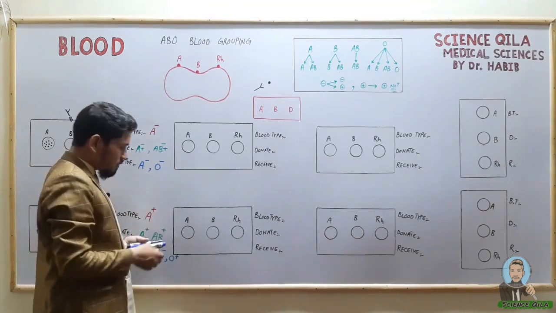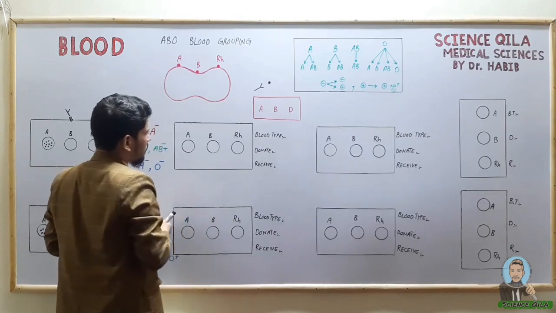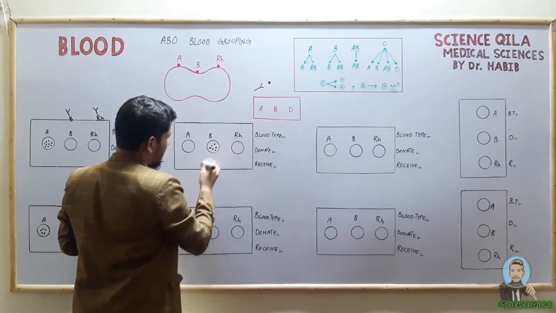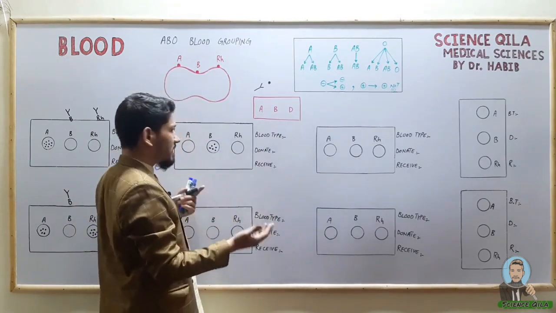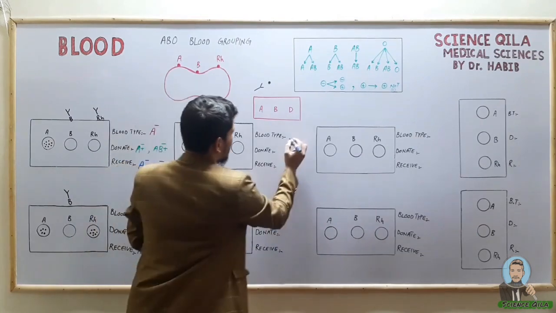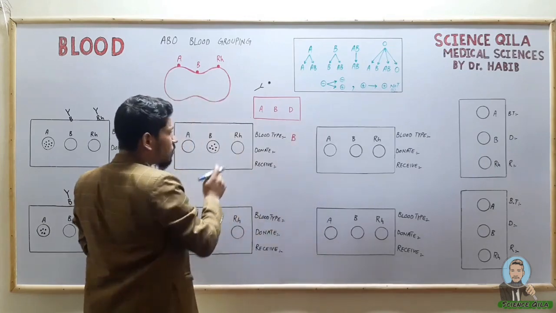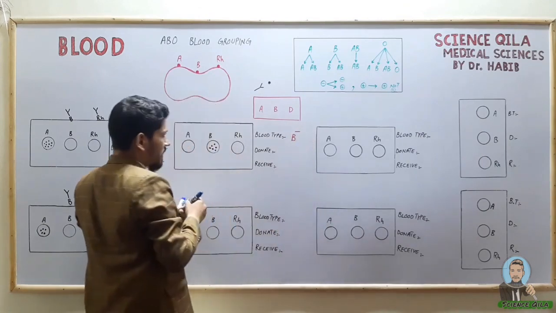Okay, now let's come to the third example. In this case, let's suppose there is agglutination on B. It means agglutination has taken place between anti-B antibodies and antigen B. So antigen B is present, and we'll type the blood as B. And RH factor is absent, so it will be B negative. Donate. What's the rule for B?